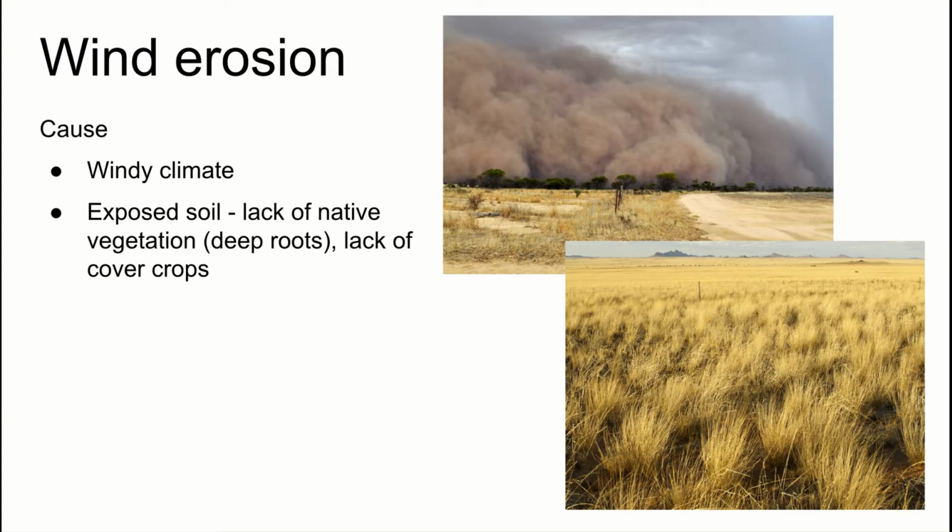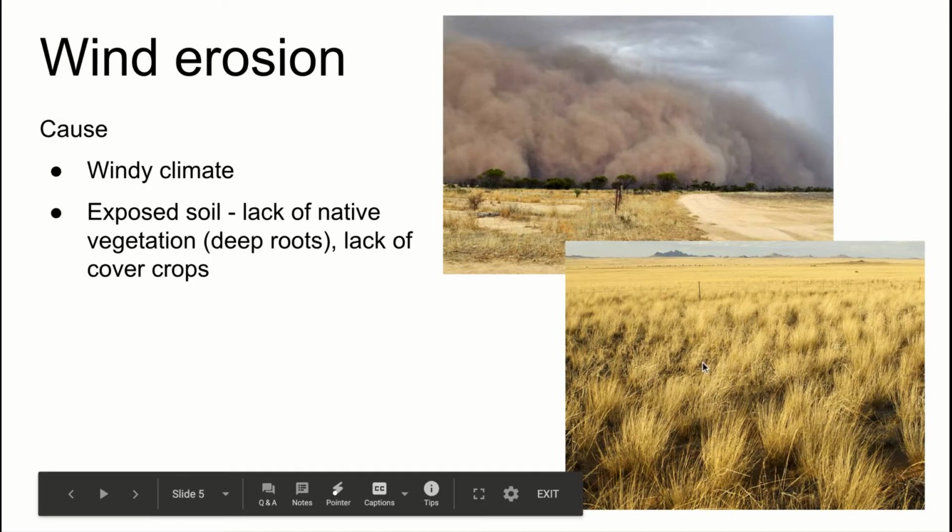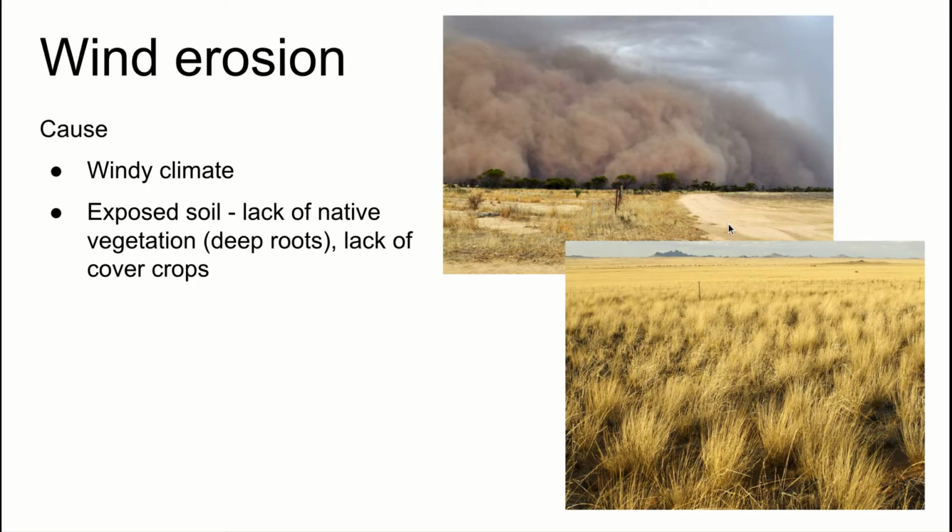If your soil is covered, like you can see here in this bottom picture of a native prairie, this is in the Great Plains in the Midwest United States. If your soil is covered, the wind doesn't have anything to grab onto. If your soil is uncovered, you can see here a dirt road. You can see a little bit of exposed soil here in between these plants. That is exposed soil that can be blown away. A lack of native vegetation corresponds to exposed soil, right?